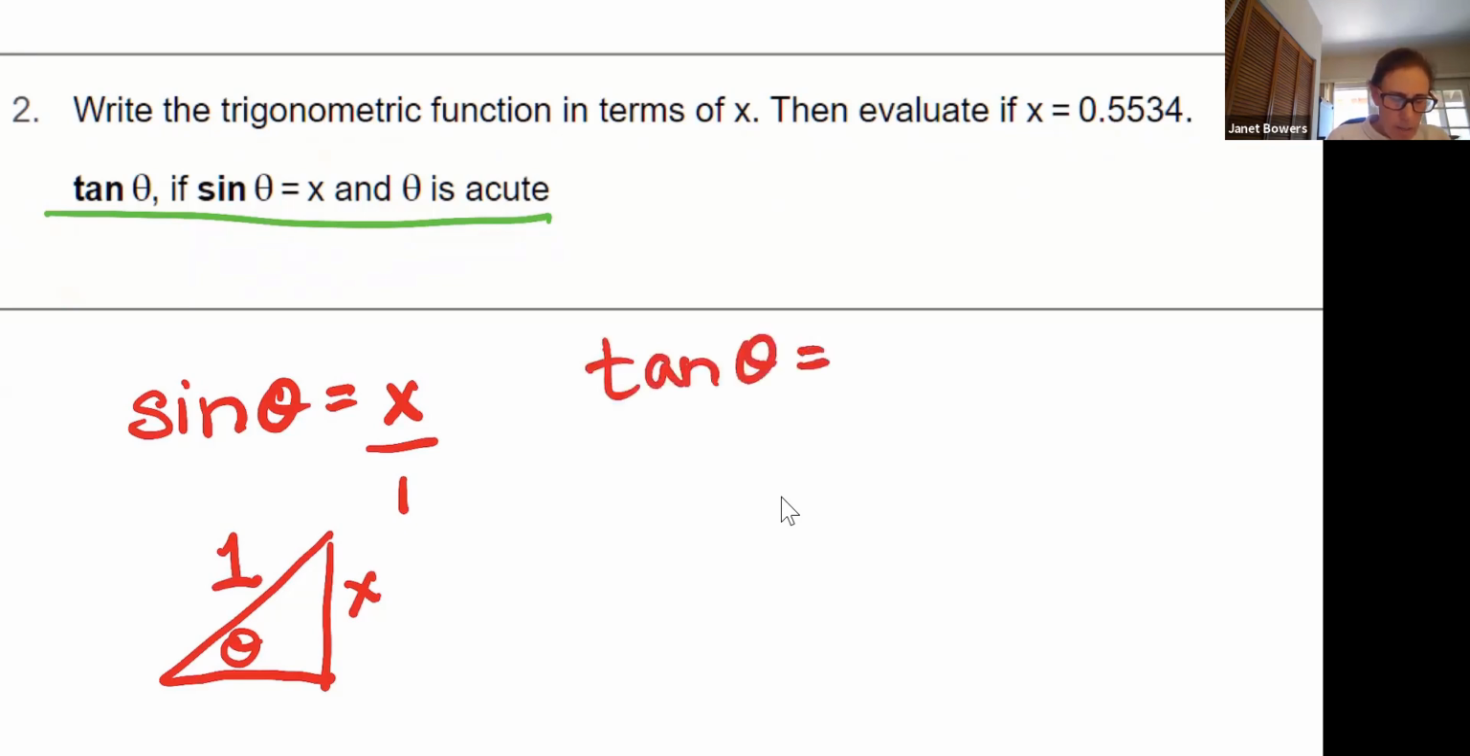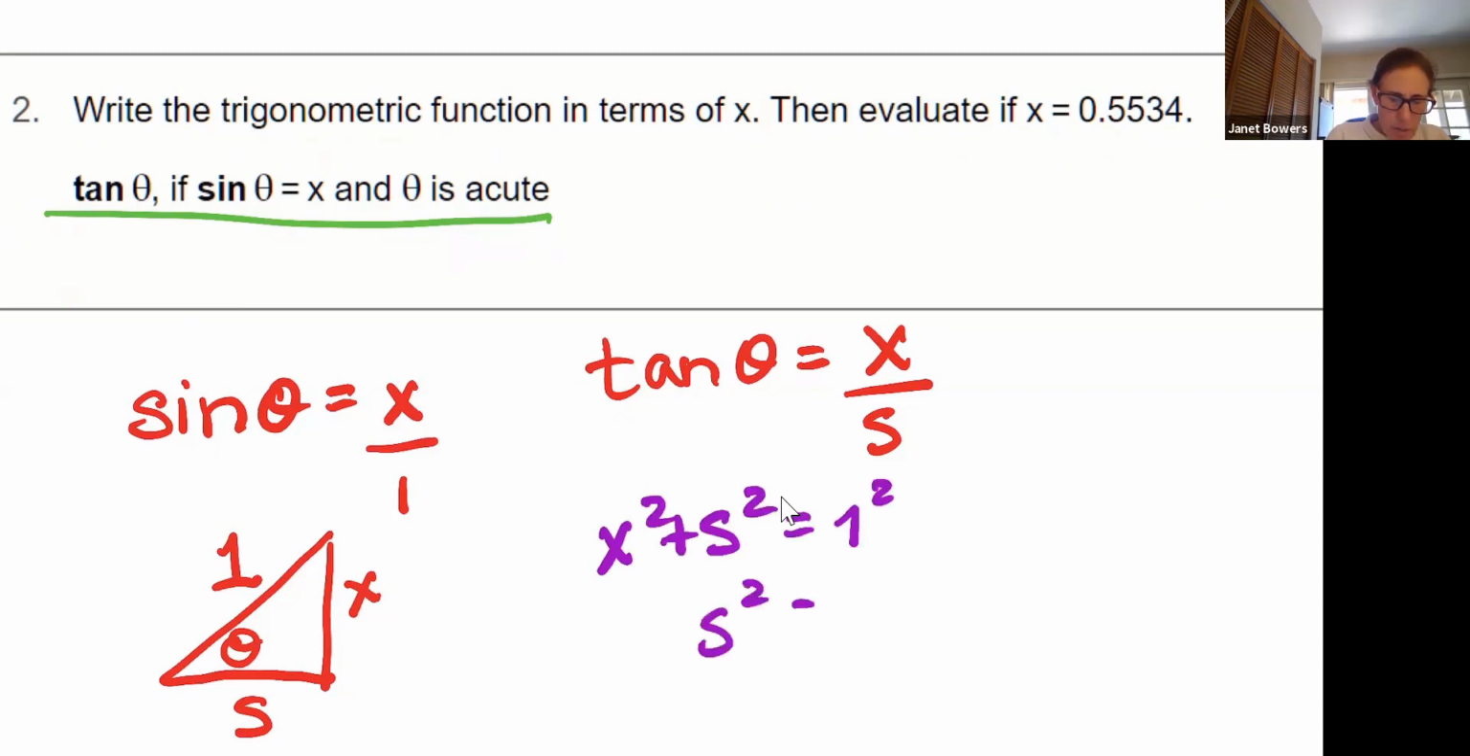Well, the tangent of theta is equal to the opposite side, which is x, divided by s here, or side, x for side. So we just have to figure out what s is. We could just use the old Pythagorean theorem here, and we have x squared plus s squared is equal to 1 squared. So s squared is going to be equal to 1 minus x squared, and then the square root of that is the side s.